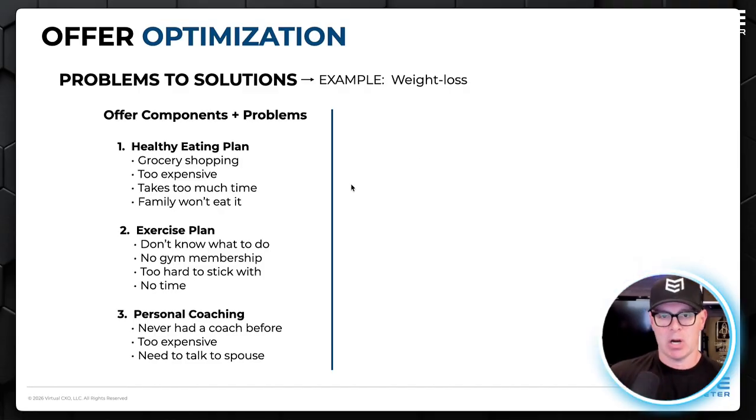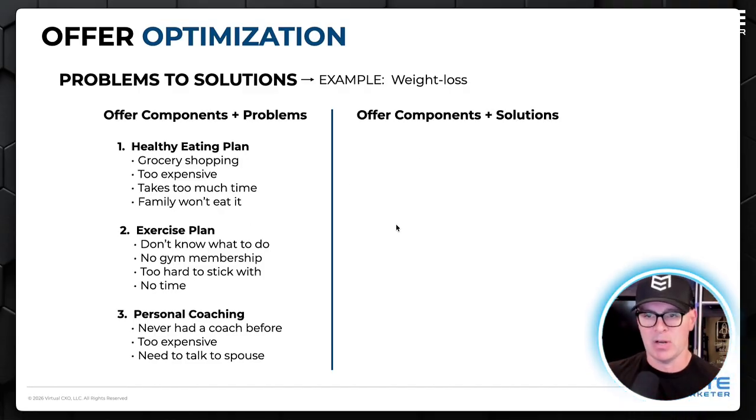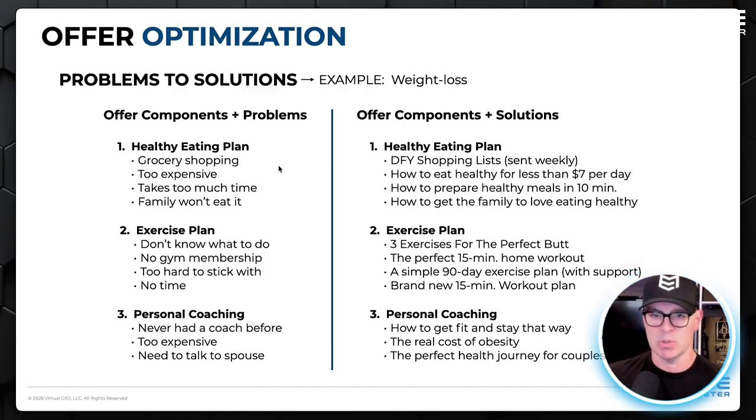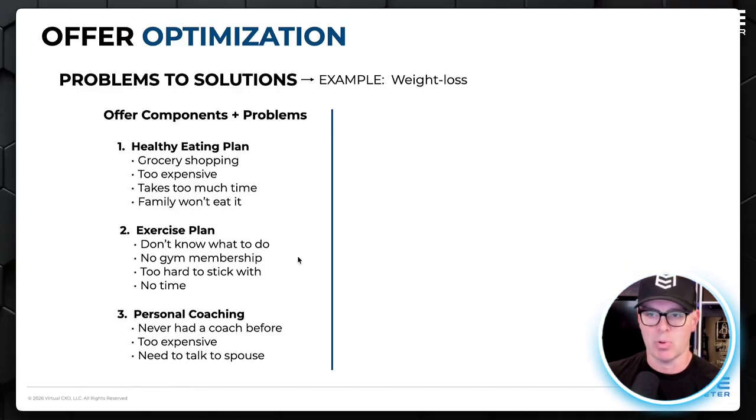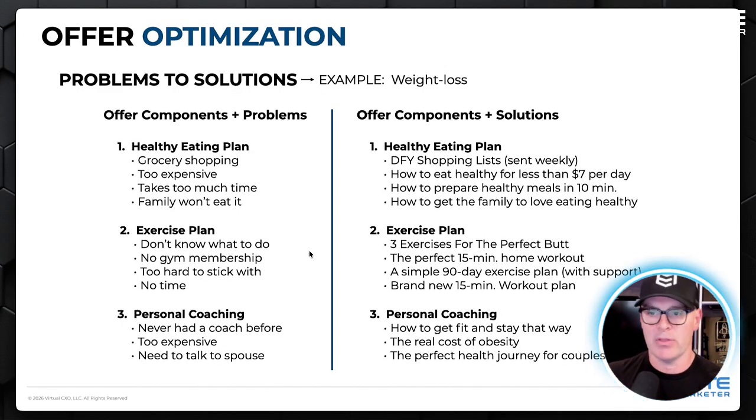We're going to take our problems on one side, and then on the other side, we're going to create the components of the solution. So let's go with healthy eating plan. Done for you shopping list, sent weekly. How to eat healthy for less than $7 per day. How to prepare meals in 10 minutes. How to get the family to love eating healthy. Where did these come from? They came from, obviously, the things that we had identified in some of the problems that people have in the healthy eating plan problems list that we created.